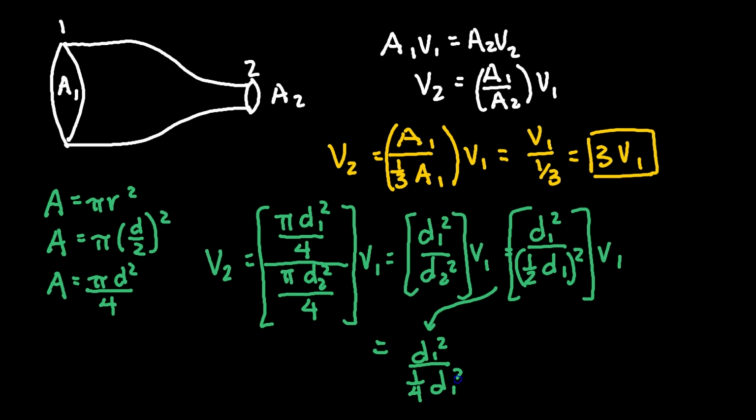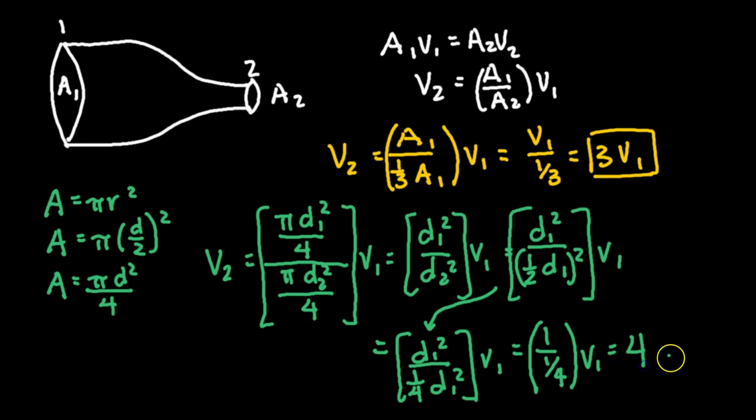And then notice that there's a d1 squared on the top and a d1 squared on the bottom. So we're going to cancel that out. That leaves us with 1 over 1 over 4. Now, what do we do here? Anytime you have a fraction at the bottom, you're going to multiply the top by the reciprocal of the fraction on the bottom. So this would be like 1 times 4 over 1, which would be 4. So this gives us 4v1.